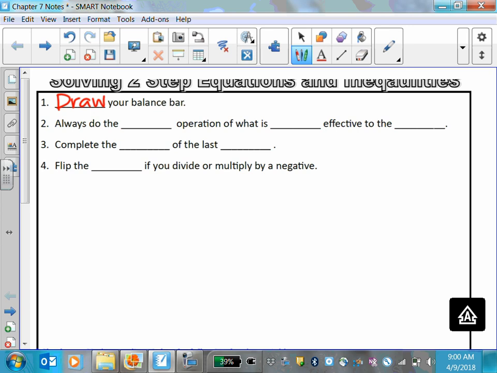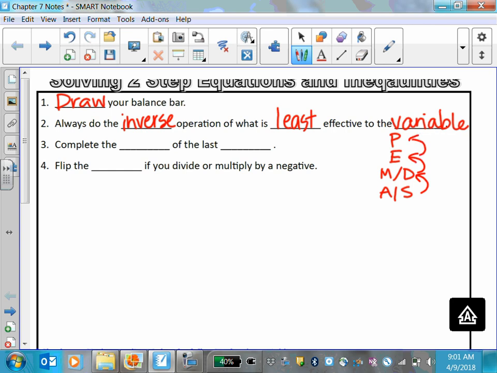So you always want to do the inverse, which is the opposite operation of what is least effective to the variable itself. This will make sense when we start. You also can think about it as doing order of operations backwards. So we know it's parentheses, exponents, multiply, divide, add, subtract. So you basically want to add, subtract, multiply, divide, exponent. You're basically going backwards. That's a good way to think about it. You're going to do order of operations backwards the majority of the time. Sometimes it will change.